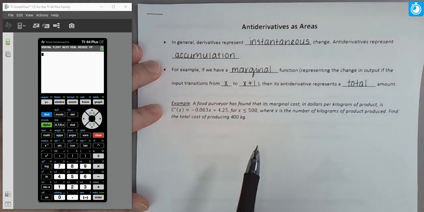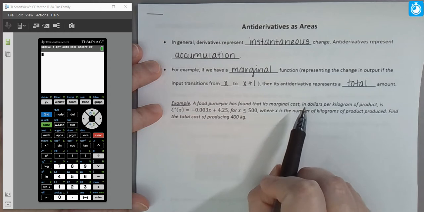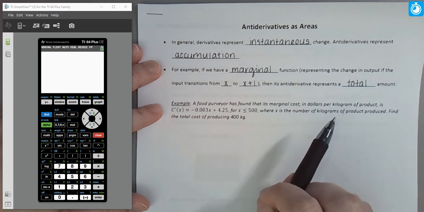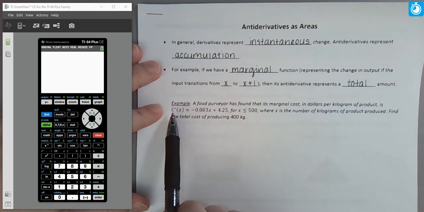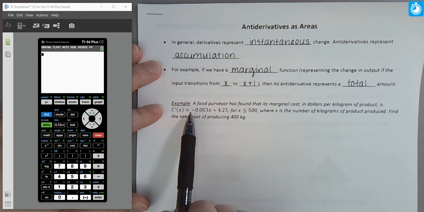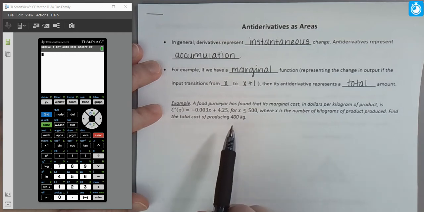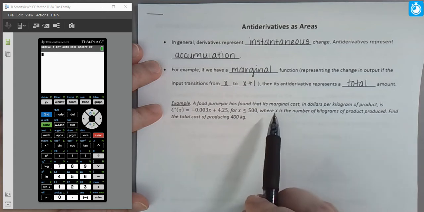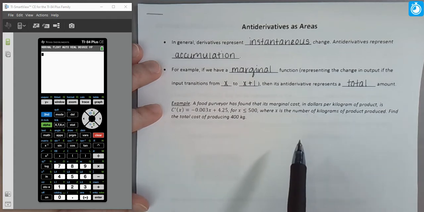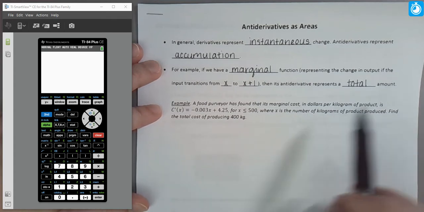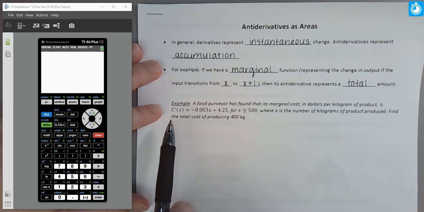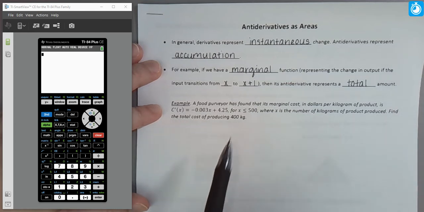So a food purveyor has found that its marginal cost in dollars per kilogram of product is given by the following function. C prime of x is equal to negative 0.003x plus 4.25 for values of the input less than or equal to 500. And x is going to be given in the number of kilograms of product produced. So based on this, we want to find the total cost of producing 400 kilograms.